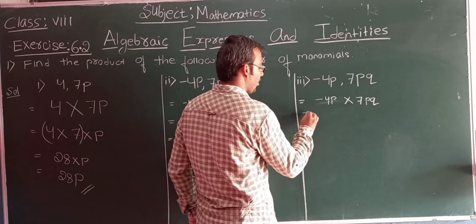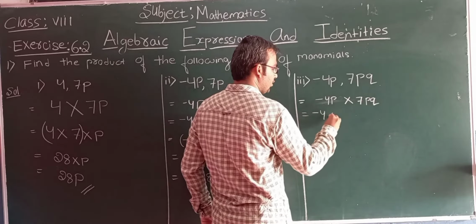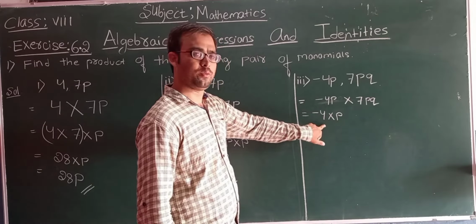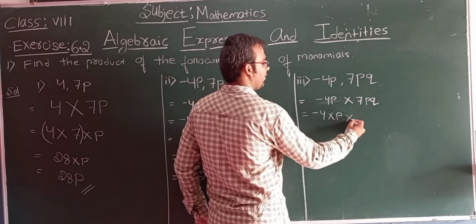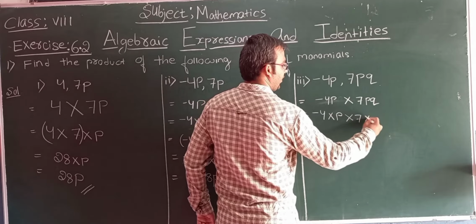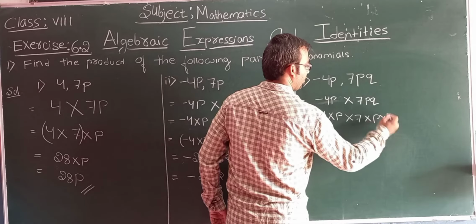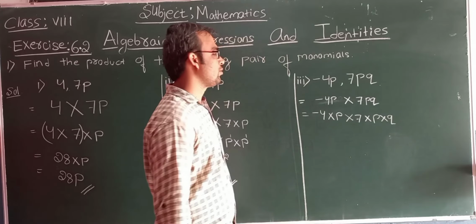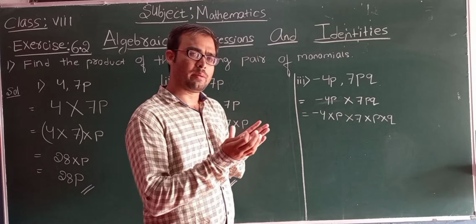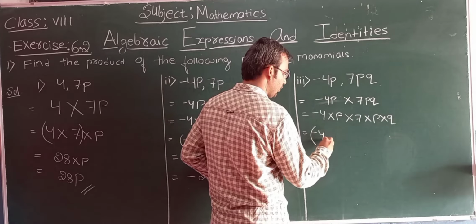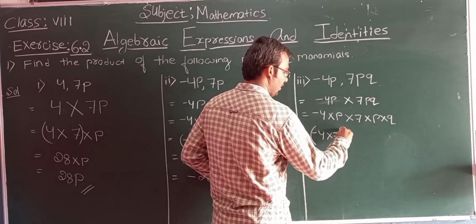Okay, now you can write it like this: minus 4 into P, and this one is 7 into P into Q. Now students, what is the next step? We have to make the numbers one side. So here put a bracket: minus 4 into 7.